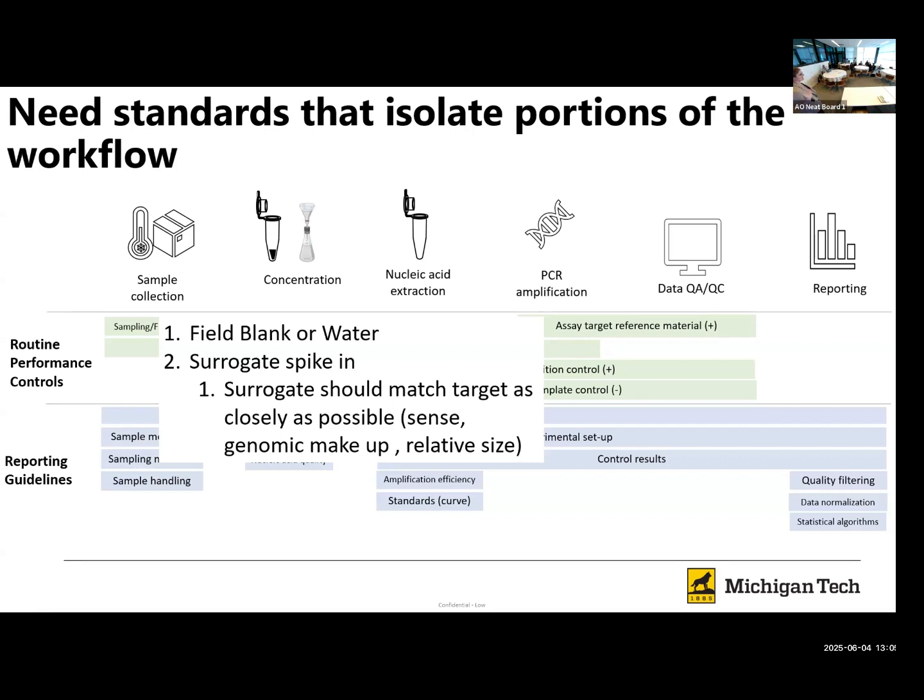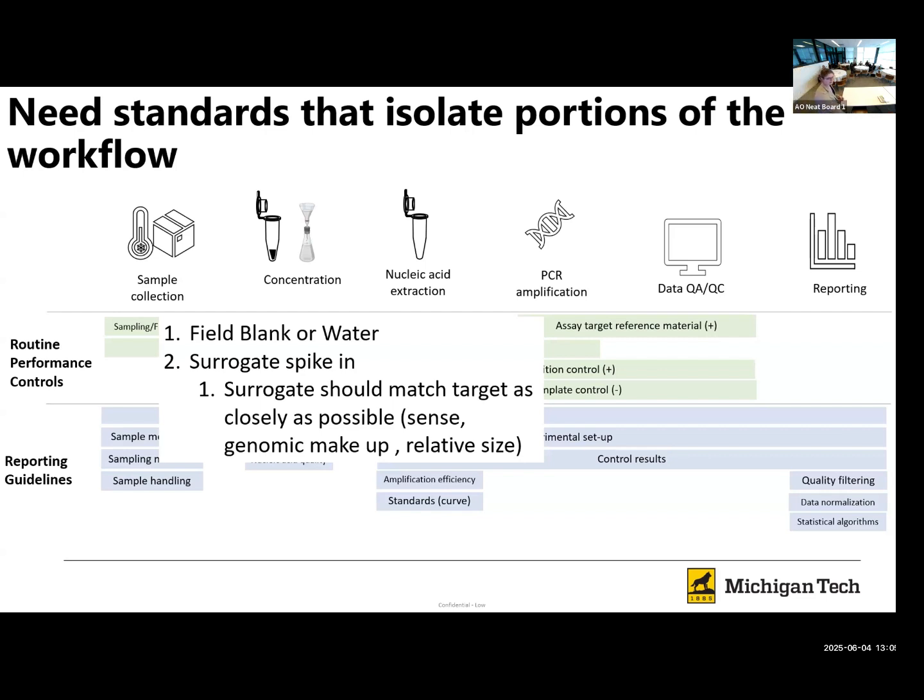You don't have to target every step individually. That's probably cost prohibitive for anyone to do reasonably. But we want to think about what different assays, for example, if you had an assay target reference material, that might be important for your PCR amplification or your data QA/QC, versus if you just have a surrogate spike, that might be good for different parts of your workflow. But maybe your assay doesn't target your surrogate because you're trying to differentiate those two.